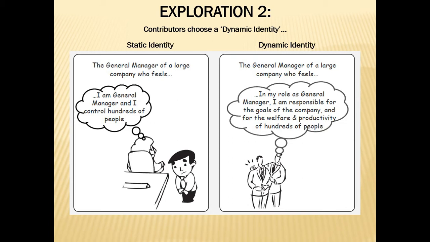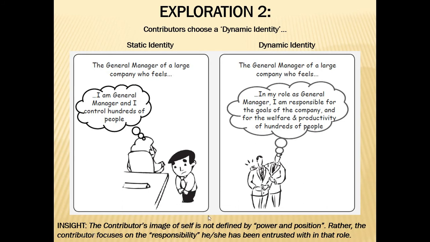So a good manager, a dynamic identity manager, thinks it is his responsibility to see whether the company is achieving the goals or not, whether the welfare and productivity is happening or not for the thousands of people under his guidance. So the insight is that the contributor image of self is not defined by power and position. Never. Whether you are in a higher or a lower position, you should never take an image of yourself as in power and position. Rather, you are supposed to focus on the responsibility he or she has been entrusted with in that role.